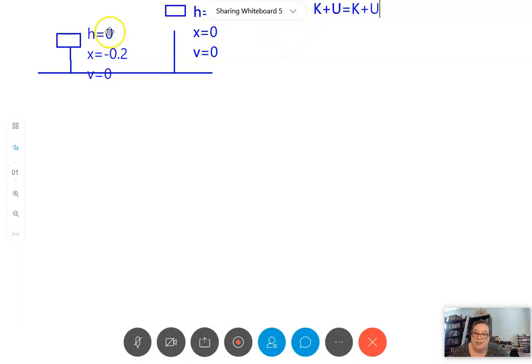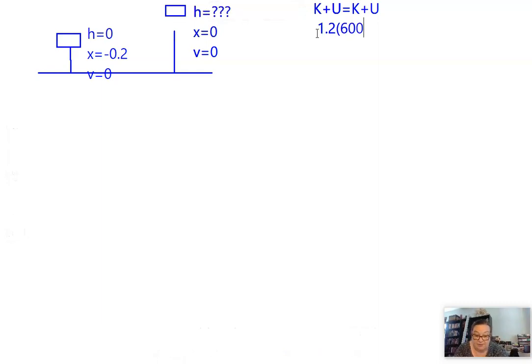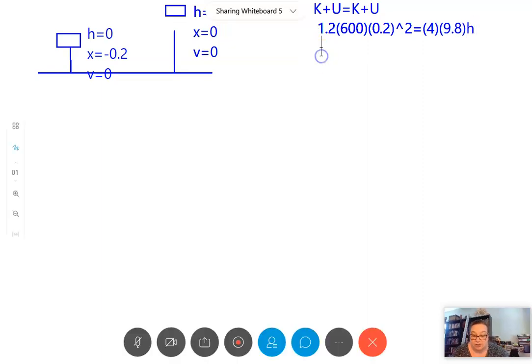Now, initially, our height is 0 and our velocity is 0. So the only thing we have initially is spring potential energy. And that's 1/2 times K, which is given as 600, times x squared, which is 0.2 squared. And that's got to equal at the end. Well, again, at the end, the only thing we have is a height, so that's a gravitational potential energy. So that's going to be mgh. And the mass of this guy is 4. G is 9.8, and we want to solve for h.